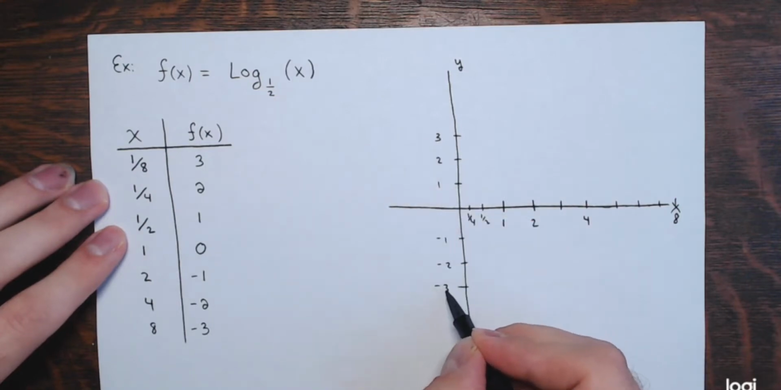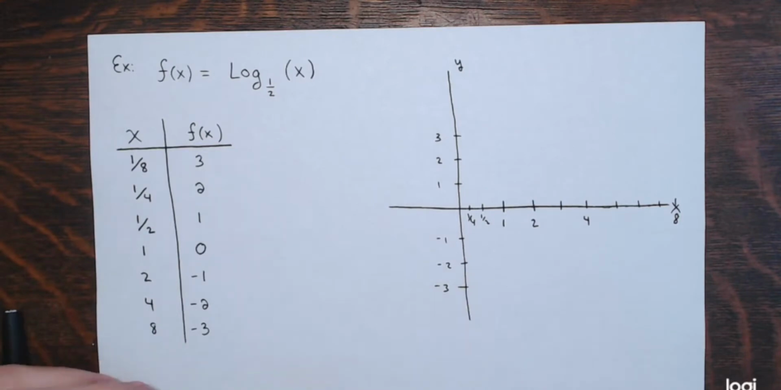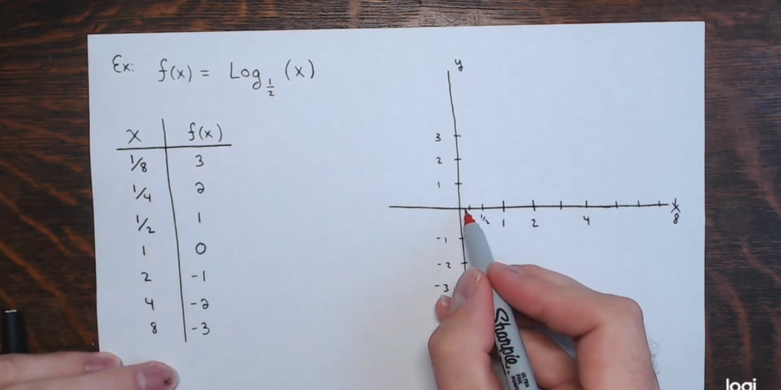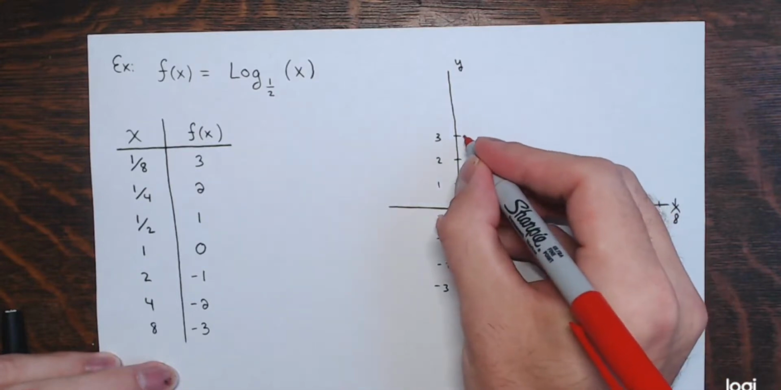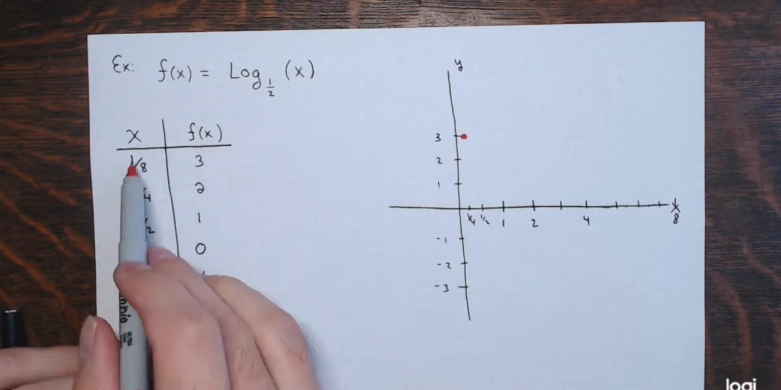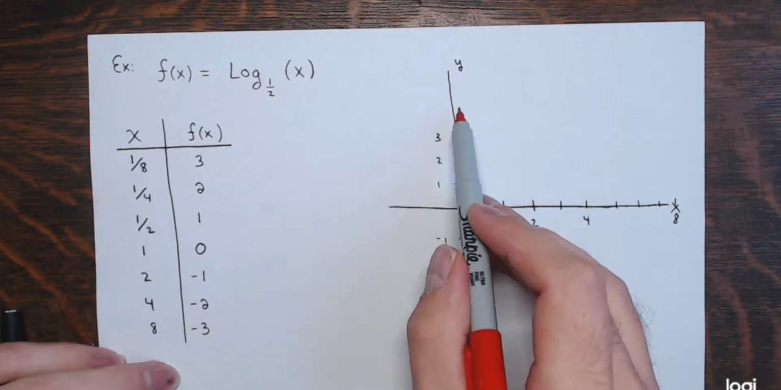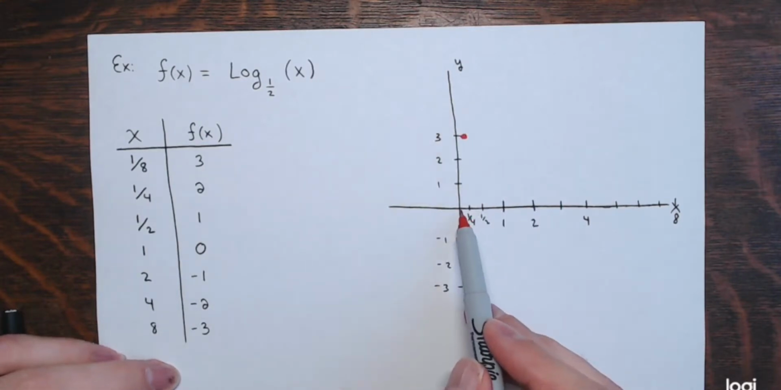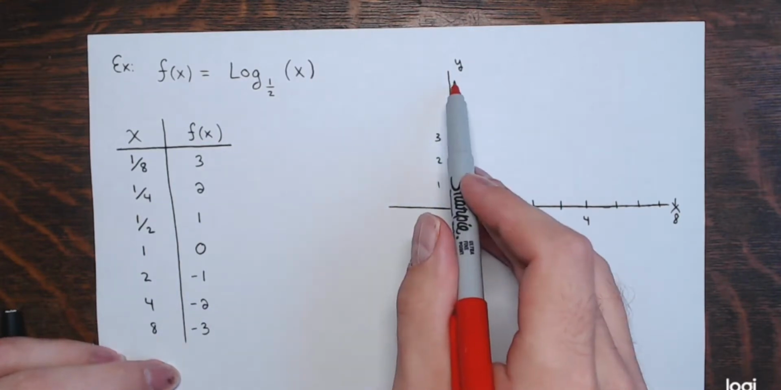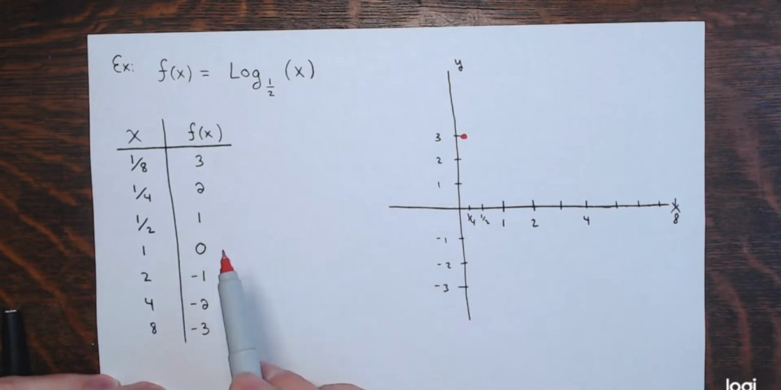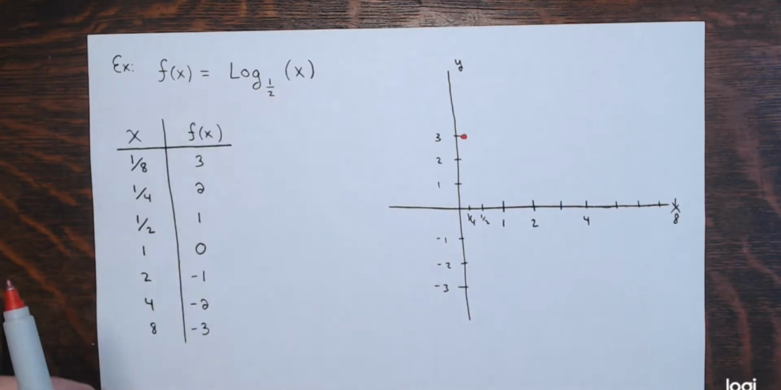And start plotting these points. 1/8, 3. Now 1/8 would be here, comma 3, right? So really close to the y-axis. And if I went 1/16, I'd go 1/16, 4, 1/32, 5. I can get as close to 0 as I want and get bigger and bigger values of y. But I can never actually plug in 0. And again, I'll write that note up in a little bit, that you can't take logarithms of non-positive numbers.